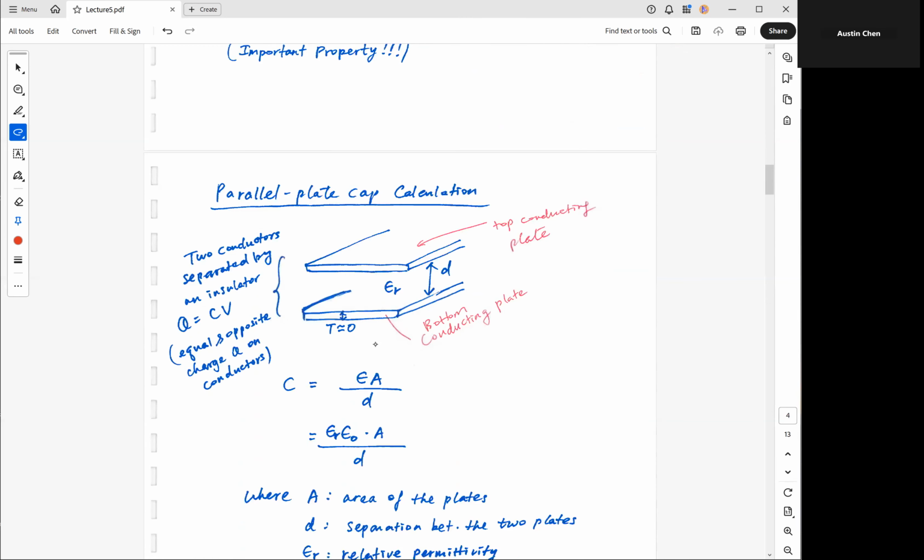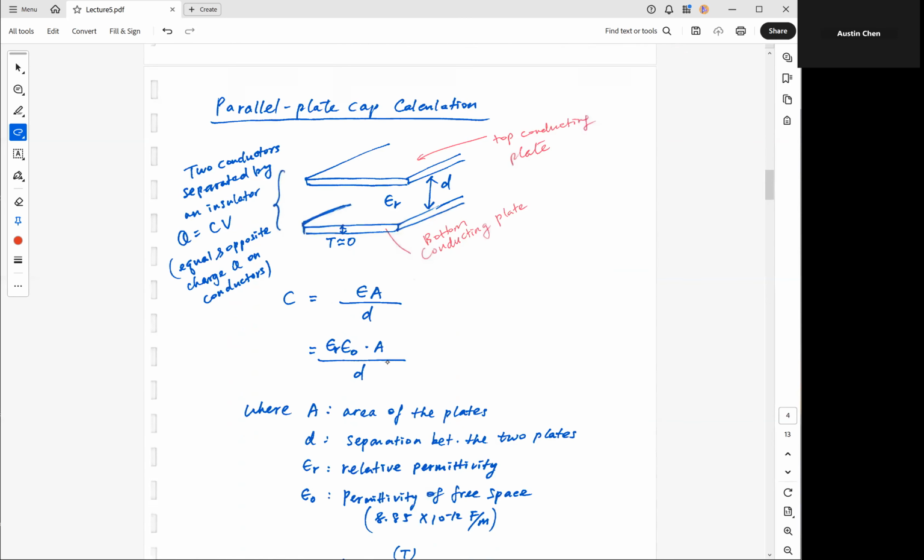So let's look at how to calculate capacitance for a parallel plate capacitor. If you recall from your physics class, we have these two plates, and we put these two plates in parallel, one on top of each other, with some separation, which I call D over here. In between these two plates, you may also have some dielectric, and epsilon r, as you know, is the so-called relative permittivity, or relative dielectric constant.